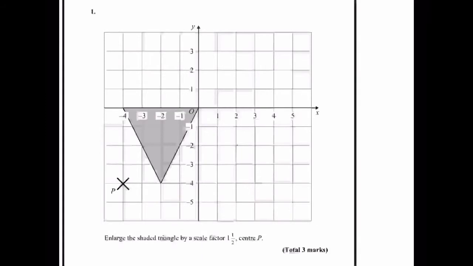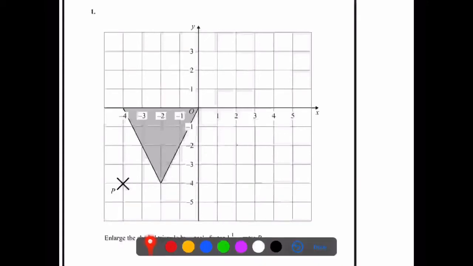So we're going to look at this question here, and it says to enlarge the shaded triangle by a scale factor of 1.5 from centre P. And you get 3 marks for this question. You can see here that this is your centre of enlargement. And again, if you understood how to do it on the last video, then you'll understand how to do it on this one, hopefully.